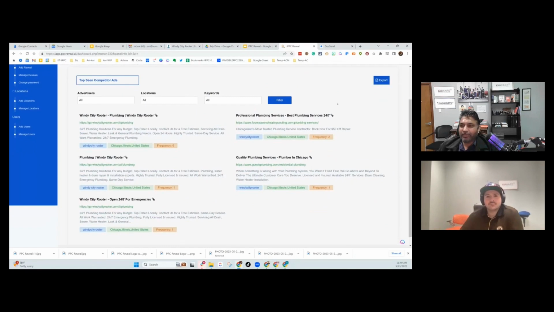So here is the actual ad copy. They're running against that keyword. If you notice, it's a general ad. They're saying professional plumbing services, best plumbing service 24/7, Chicagoland's trusted plumbing service. If they had used Windy City Rural as a name here, then we could have gone to Google and complained, hey, they're using a trade name. They're not allowed to use it within the ad. They can in the keyword, but here we can.